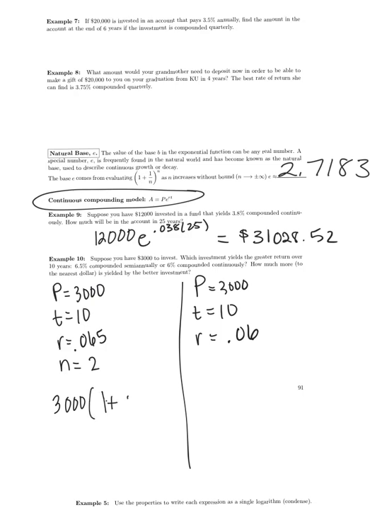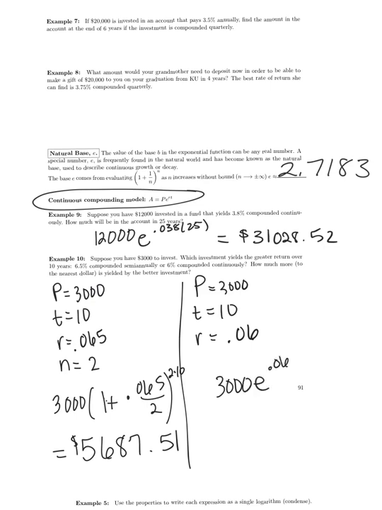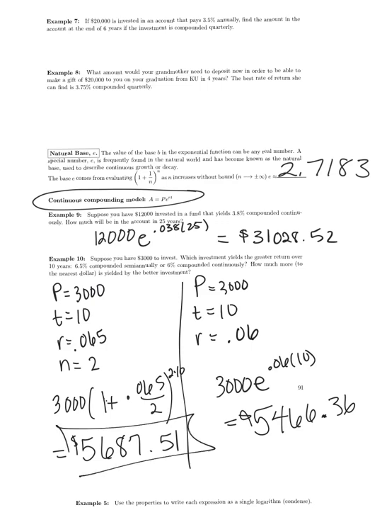3,000 times (1 plus 0.065 over 2) to the 2 times 10 power. That's going to give us $5,687.51. Using our P e to the rt, 3,000 e to the 0.06 times 10, that gives us $5,466.36. So the question asks which one is greater. This one is greater.